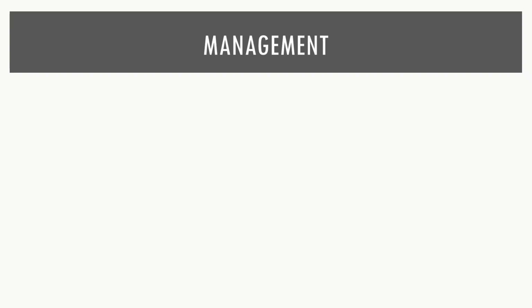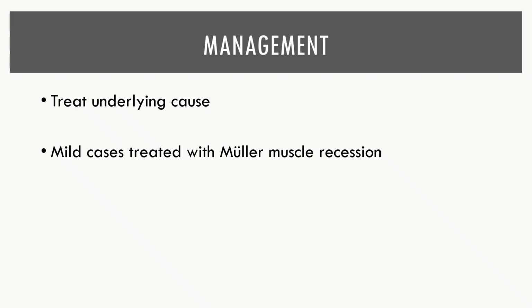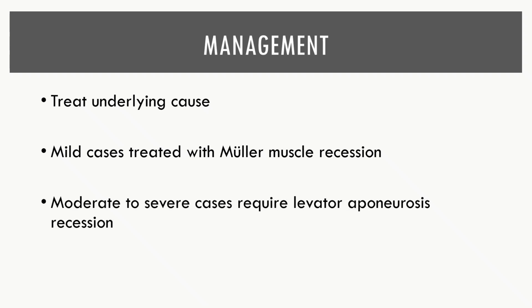The management of upper lid retraction lies in treating the underlying cause. The choice of surgery depends on severity and residual lid tightness. Mild cases are treated with Muller muscle recession, and moderate to severe cases require levator aponeurosis recession.